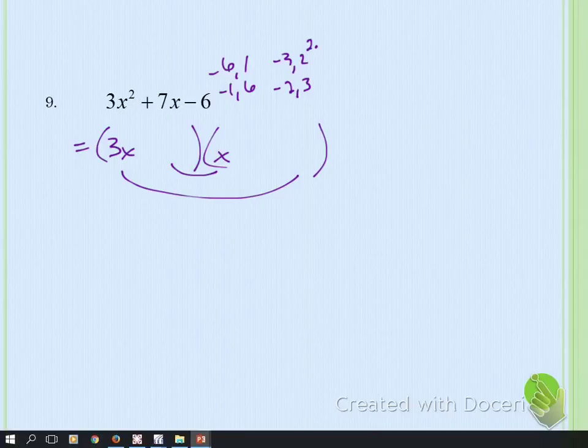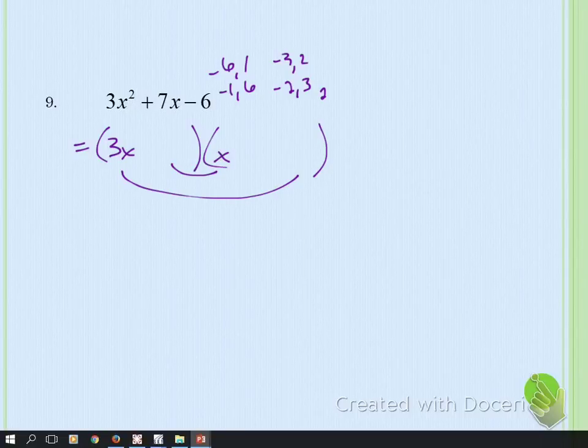2 times 2 is 4. 4 plus negative 3 is positive 1, not going to work. Now we go 2 times negative 2, which is negative 4. Negative 4 plus 3 is negative 1, so not going to work. And then we go 2 times 3, which is 6. 6 plus negative 2 is 4, so not going to work.